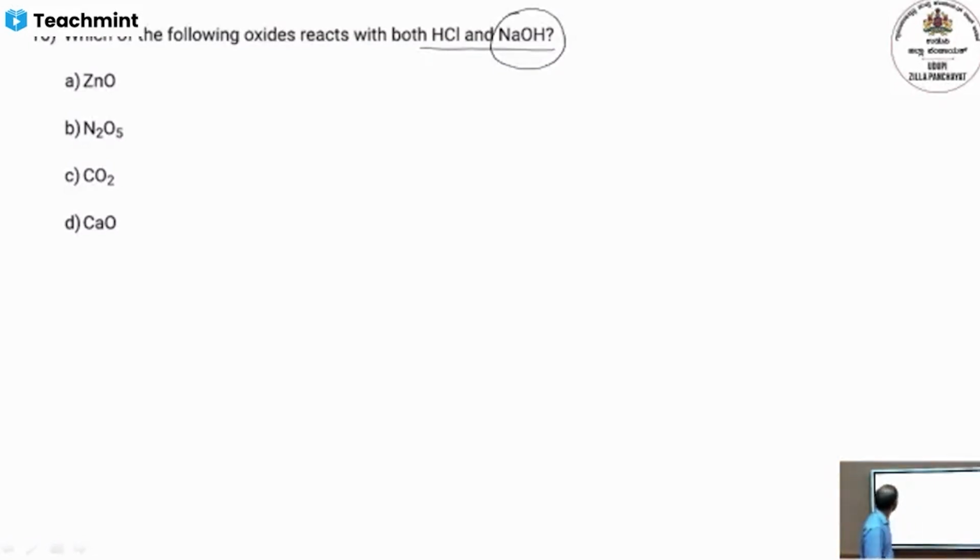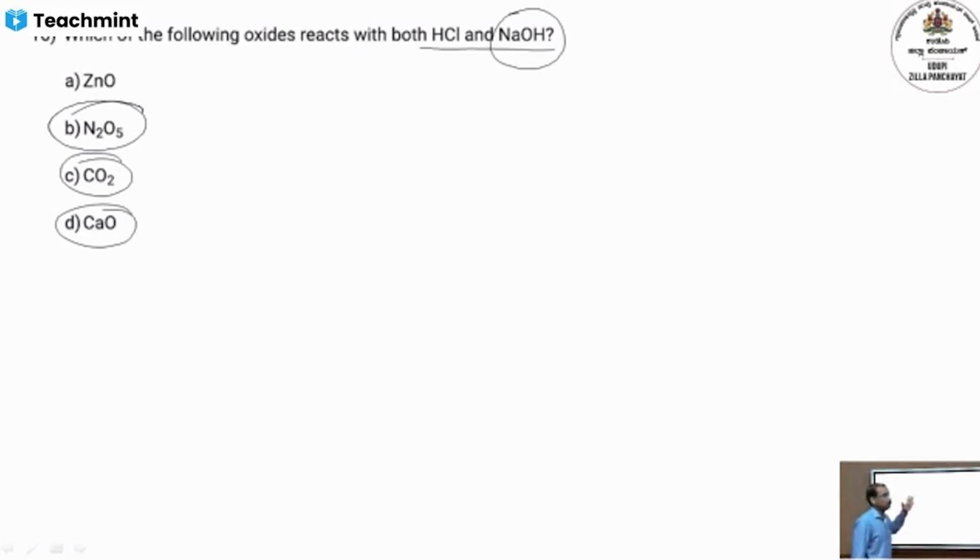So if we look into these oxides, which one would be amphoteric? That's what we have to think of. Calcium oxide: alkaline earth metal, calcium, second group, highly alkaline nature. CO2, oxide of carbon, is acidic in nature. We know that it produces carbonic acid. N2O5: most of the oxides of the non-metals are acidic in nature, particularly nitrogen, so it should be an acidic one.